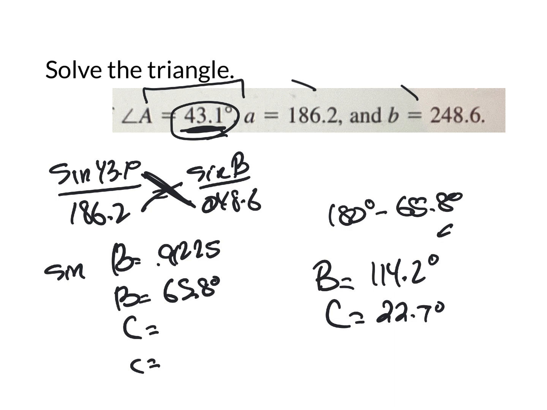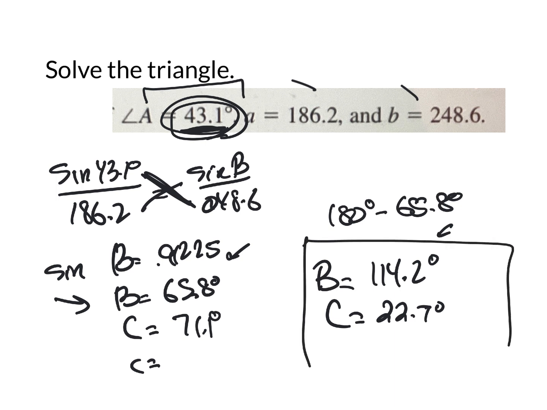Now, I'm going to do it over here too. So if I do 180 minus 43.1 minus 65.8, that's going to give me, I'm trying to figure it out here, 71.1 degrees. So that's why there's two cases. One case is going to be over here with that angle B. The other case is going to be over here with this angle B. Okay, so I still need to find little c.